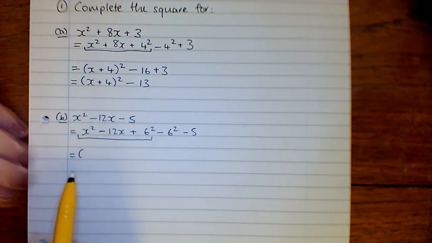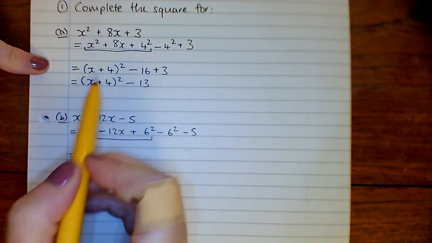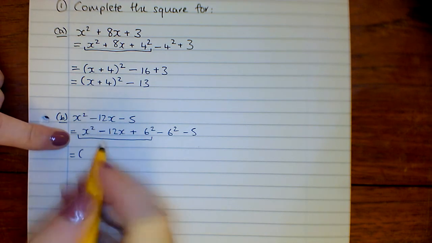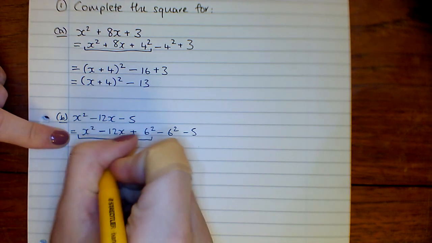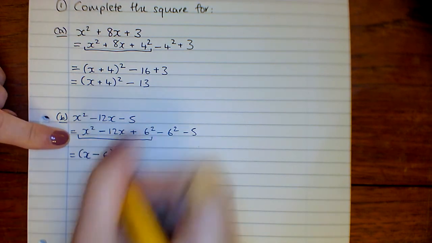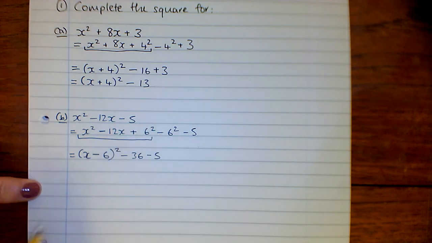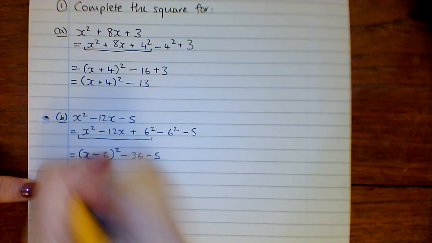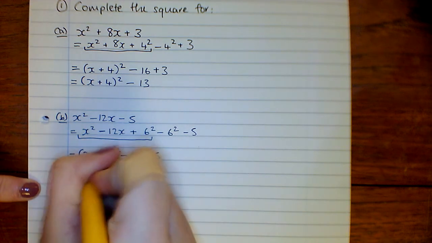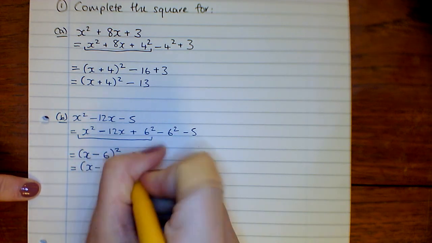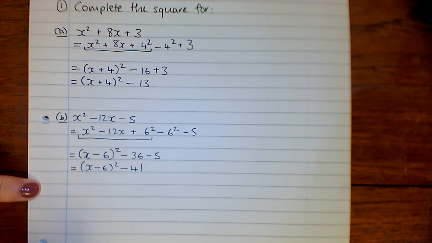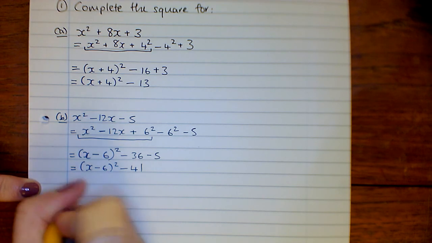Now the only difference here in this question, this one was a plus, so we have a plus in the brackets. This one is a minus, so we have a minus in the bracket. So we get (x minus 6) all squared minus 36 minus 5. So we get (x minus 6) all squared minus 41. So that's as far as you would have gone at GCSE Further Maths.